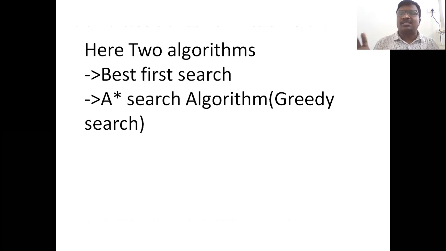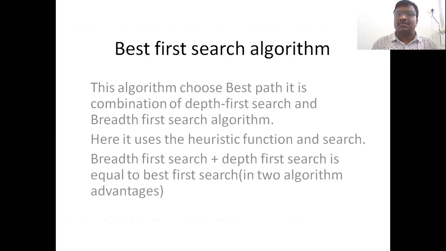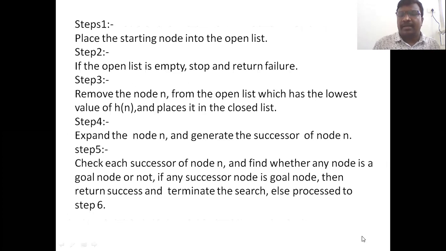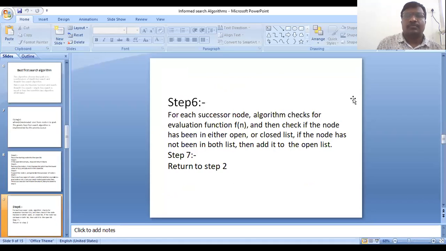Here are two algorithms, best first search and A star algorithm. The first is the best first search algorithm. f(n) is equal to h(n), where h(n) is the estimated cost from the node to the goal node. The greedy best first algorithm is implemented by the priority queue. There are six to seven steps in the best first search algorithm in artificial intelligence. Then next one.